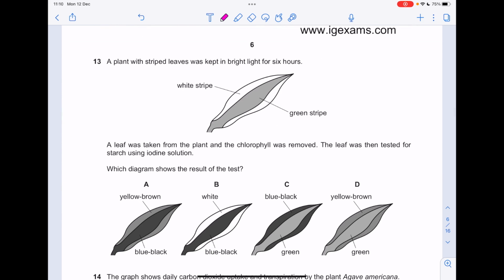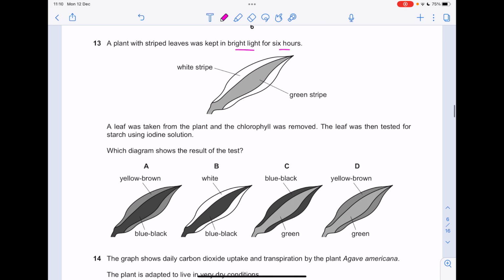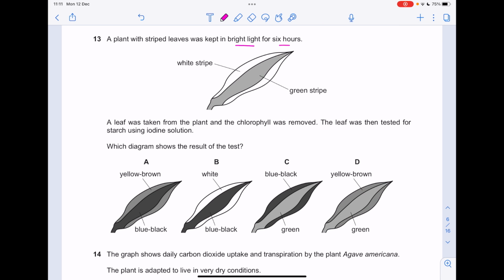13. A plant with striped leaves was kept in bright light for 6 hours. A leaf was taken from the plant and the chlorophyll was removed. The leaf was then tested for starch using iodine solution. Which diagram shows the result of the test? So iodine is used to test for starch. If starch is present, it goes blue-black.